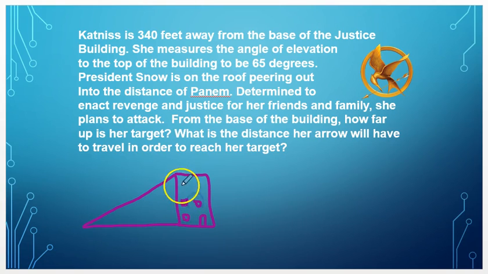So you can imagine a building here, and then there's a guy up on the roof of it looking down. And then there's another person down on the ground looking up at him. She has a bow and arrow. So Katniss, which is the person down here, it says she's 340 feet away from the base of the building. So from her to the base of the building, that means the bottom of the building, is 340 feet. So that's a number that I can write in for a distance from the person to the building, but not up to the top, and not the height of the building, but from her to the bottom of the building.